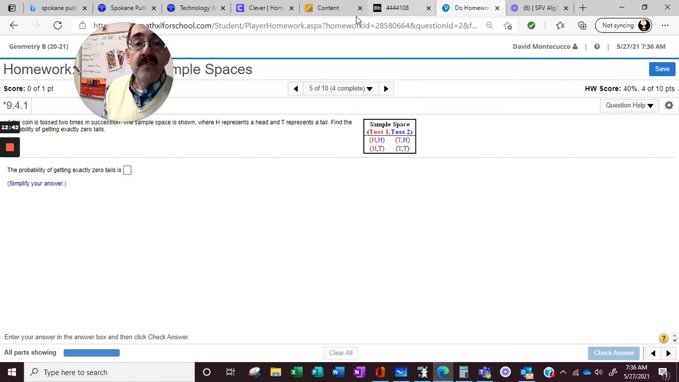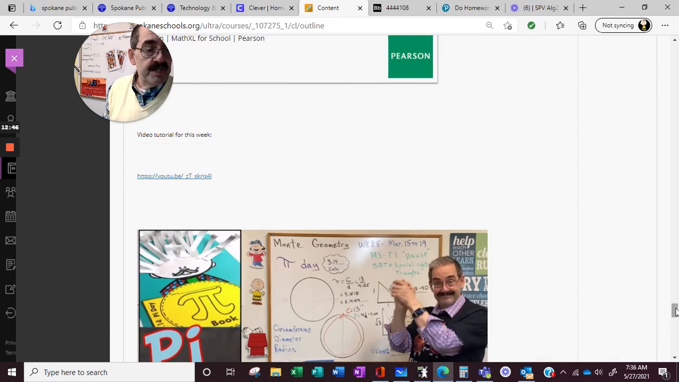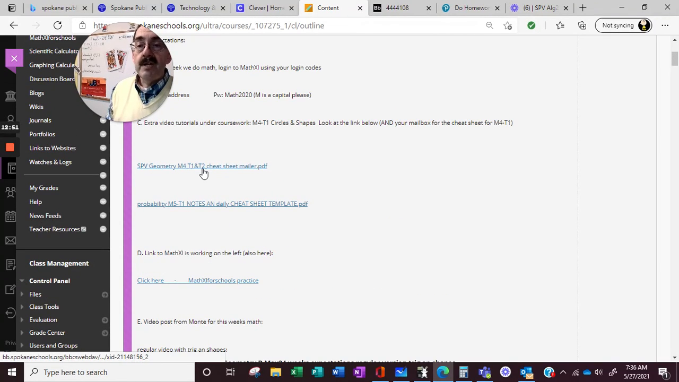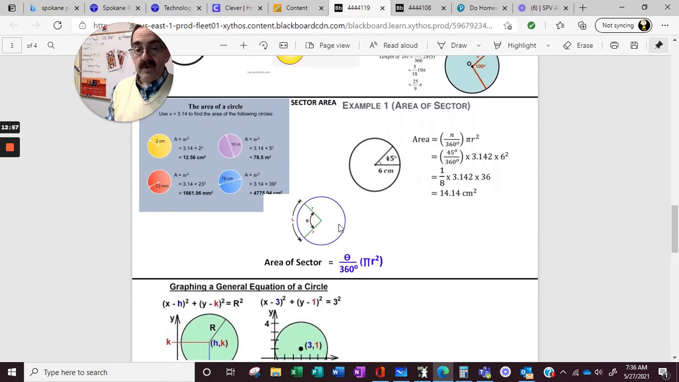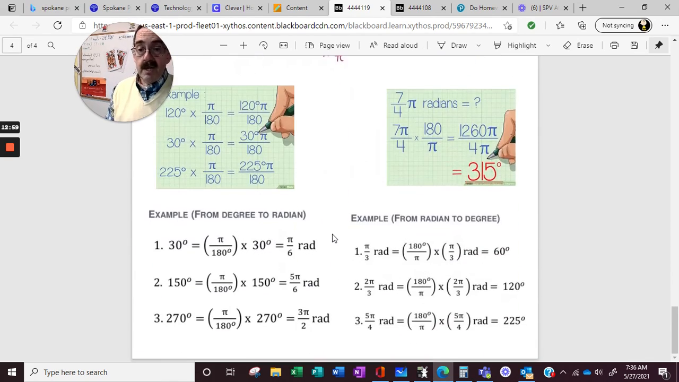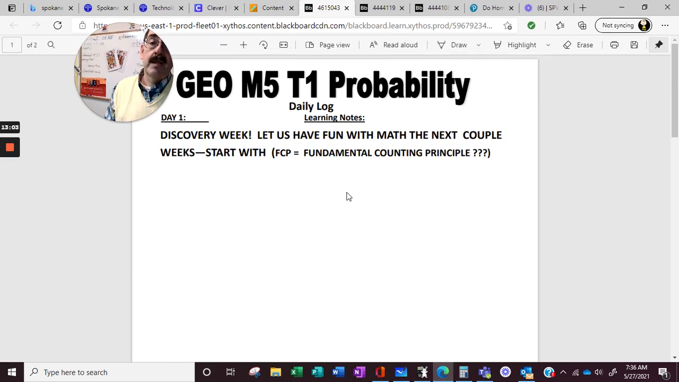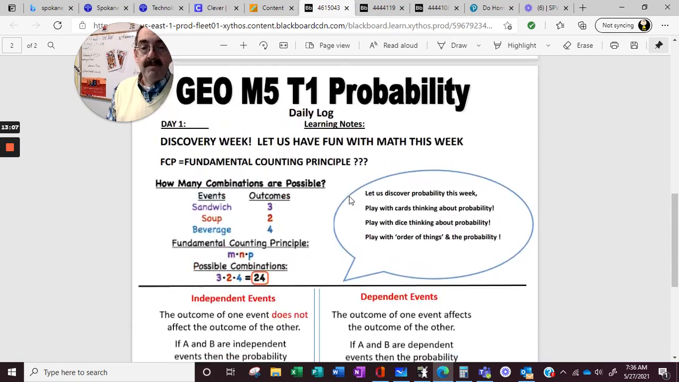Now, don't forget cheat sheet. The cheat sheet for probability. Okay, so we have a cheat sheet for shapes. Okay, this is where a lot of you are. Surface area, volume, cross sections. All right, and then those of you that are starting probability. Okay, here's our cheat sheets for probability.